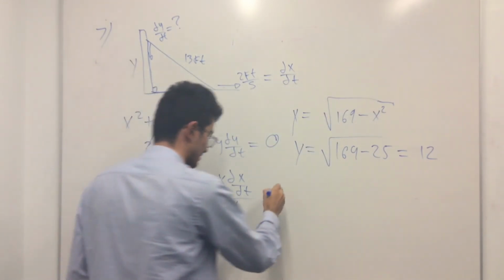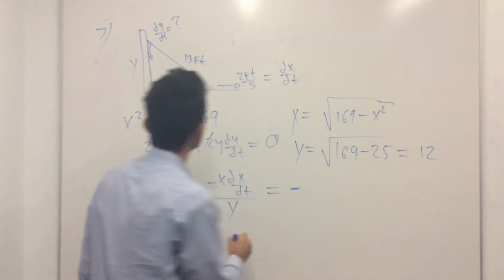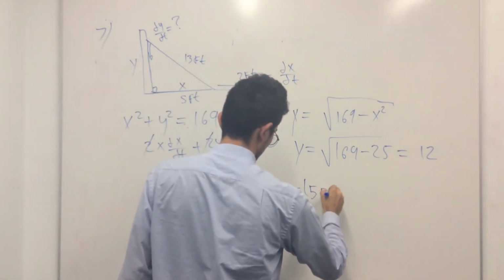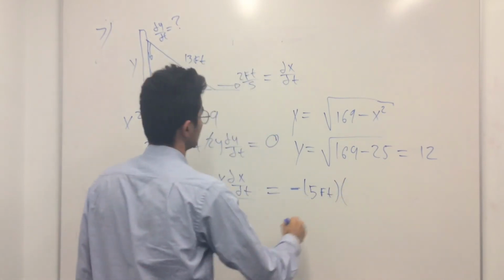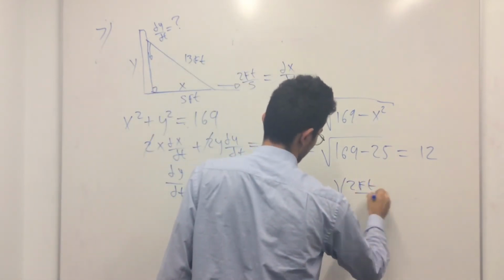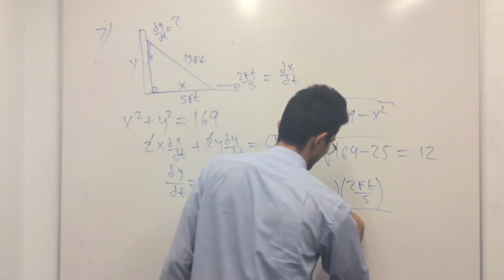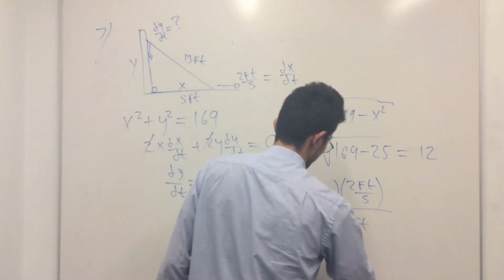Now, we just plug in our values. So we have negative 5, right? Negative 5 feet multiplied by dx over dt, which is 2 feet per second. All of that divided by y, which is 12 feet. Okay?